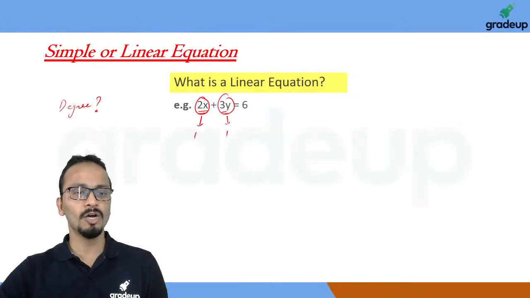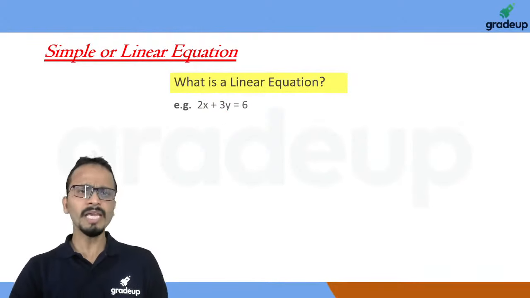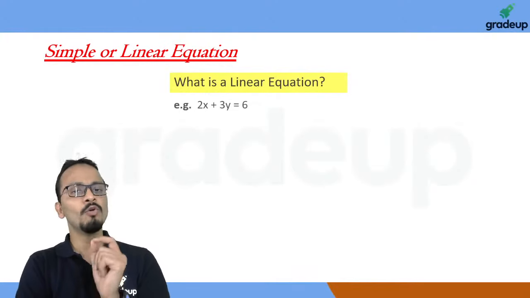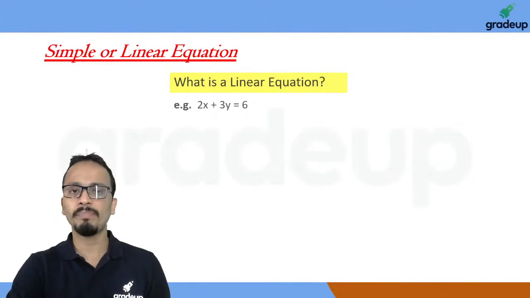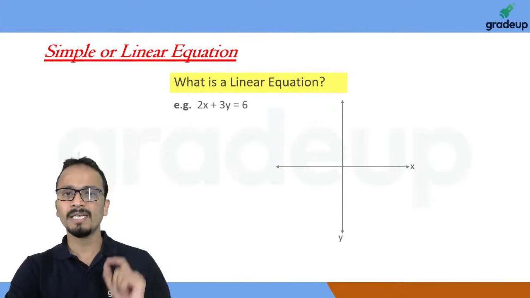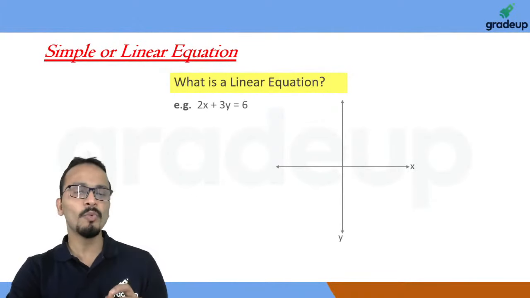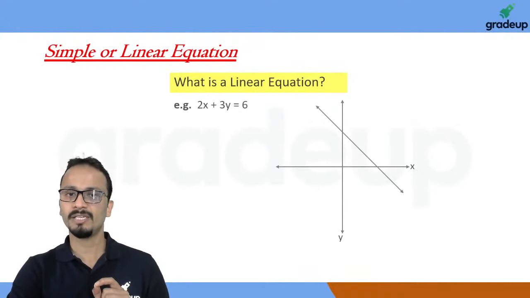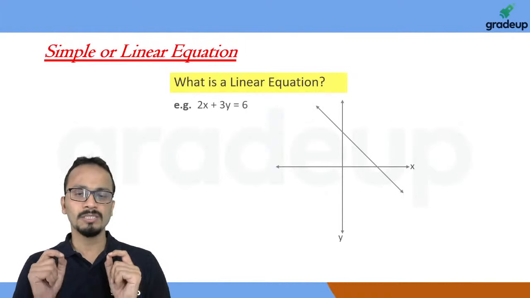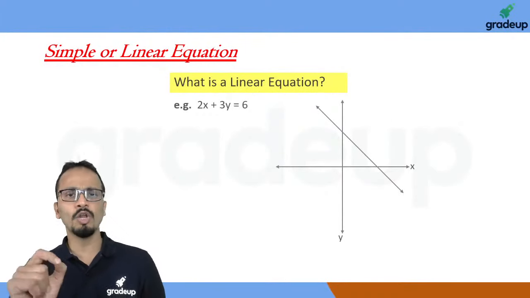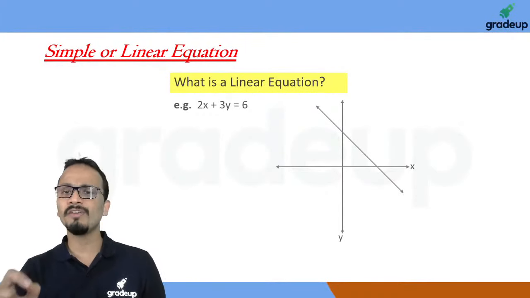Now, if I pick this equation, which is in two variables right now, and plot it on the xy plane, then every linear equation in two variables will give you a straight line. So the graph of this linear equation in two variables will always give you a straight line when it is plotted on the xy plane.